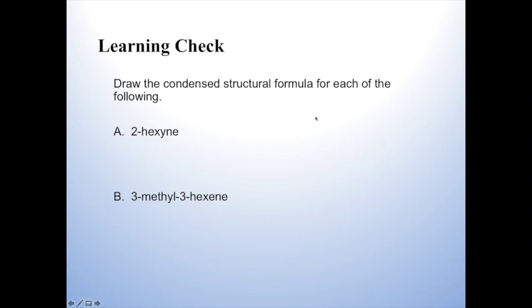So the condensed structural formula is the skeleton structure of carbon networks that we showed before that doesn't have any atomic symbols in it. So in the case of 2-hexyne, you want to make a 6-membered carbon chain with a triple bond at the second carbon. And in the case of 3-methyl-3-hexene, you have to make a 6-membered carbon chain with a double bond at the third carbon and also a methyl substituent at the third carbon.